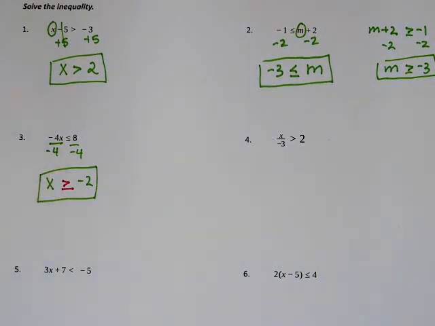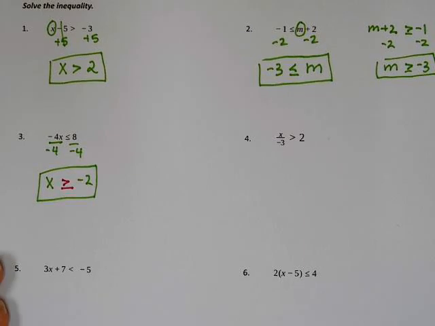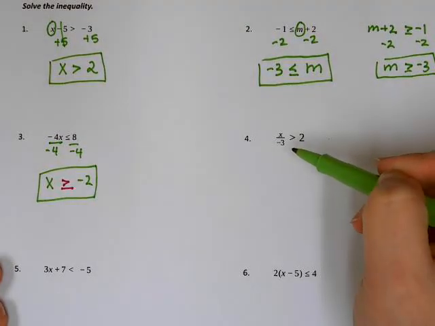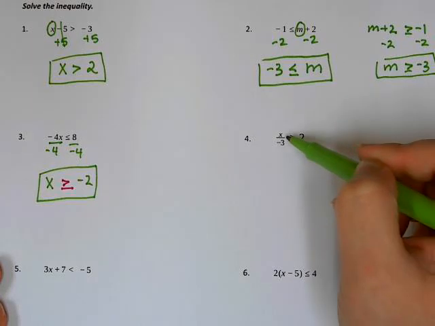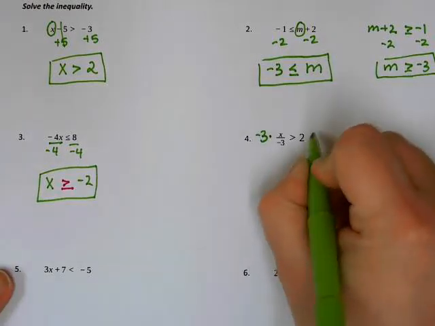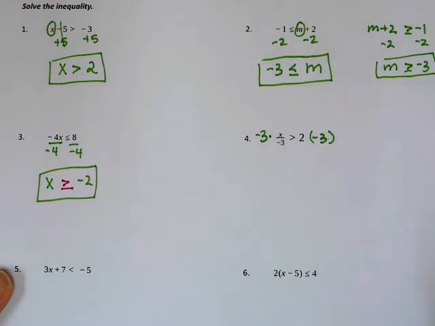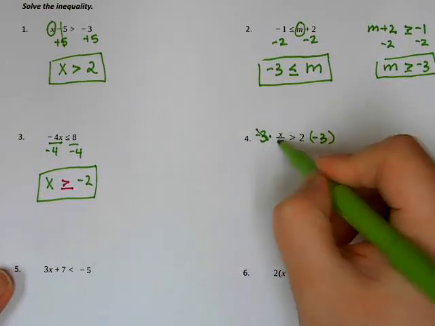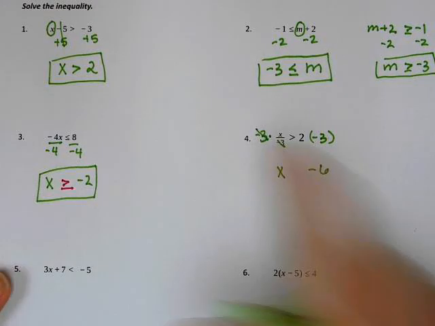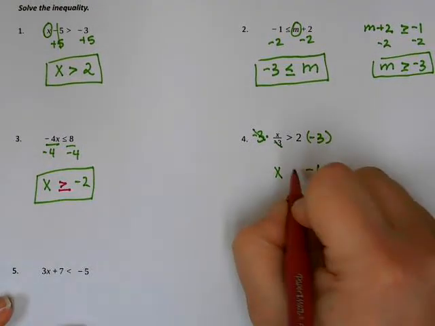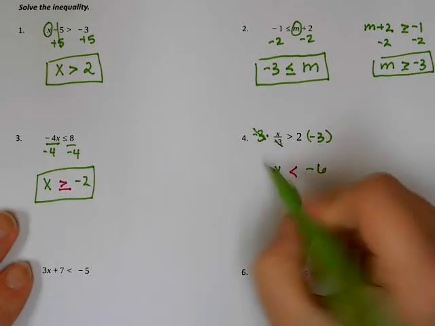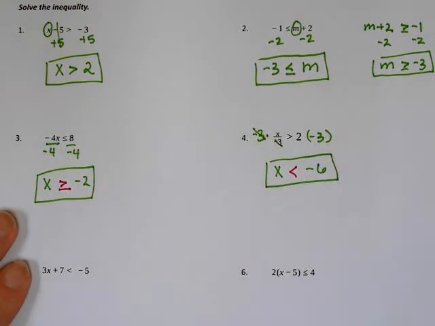All right, let's go ahead and jump to, or actually let's do number 4. This says x over negative 3 is greater than 2. That over tells us we're dividing, which means to multiply by negative 3 on both sides, because that's the inverse of that division. So we get x, we've got a negative 6, and here we multiplied by a negative number, which means we need to flip the sign. So it becomes a less than symbol instead. So we get x is less than negative 6.